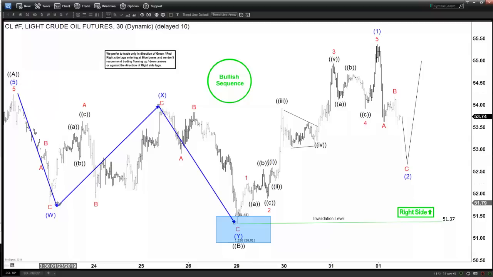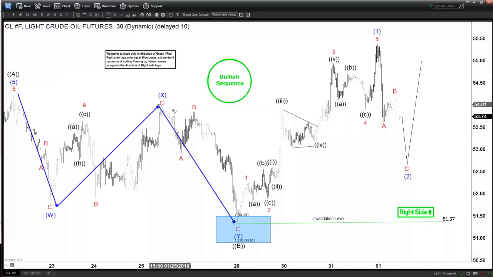Now many of you are not very familiar with WXY. Many of you only know ABC, but if you want to call this an ABC, you need to have a 5 waves here and a 5 waves there. That's the definition of an ABC zigzag. It needs to have a 5, 3, 5.